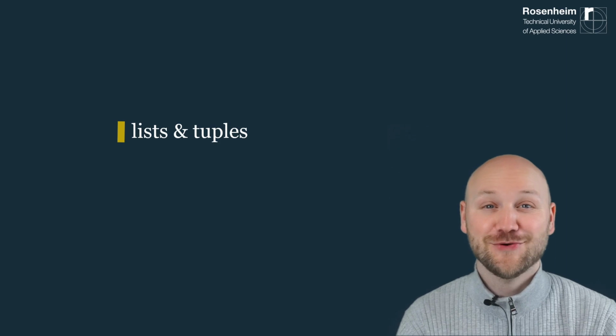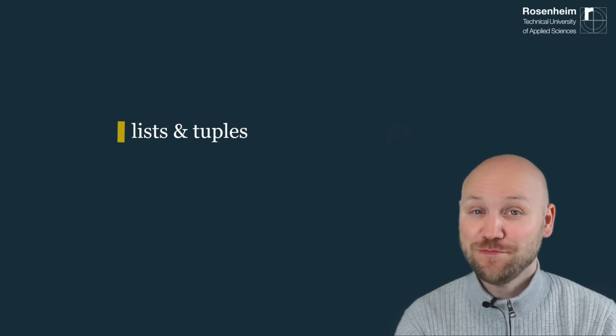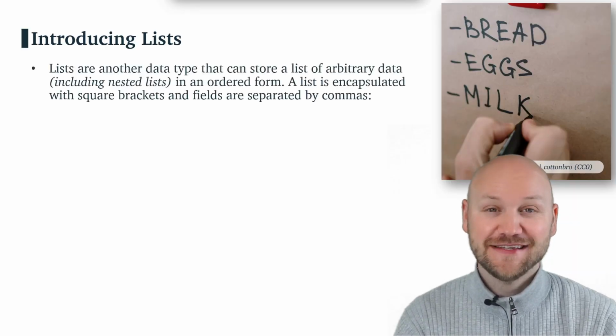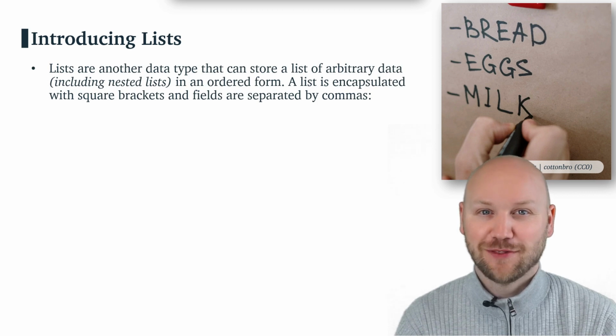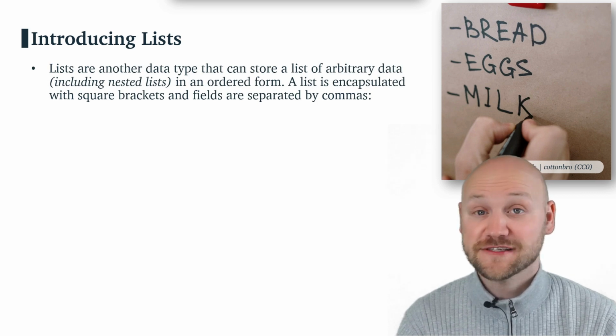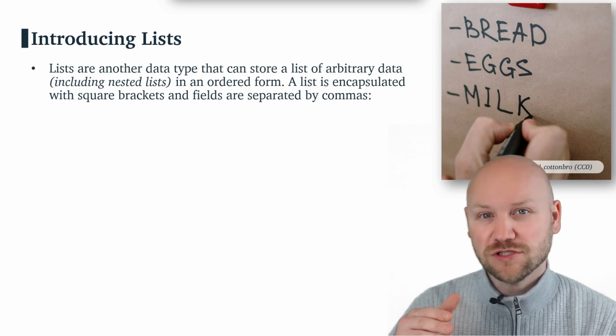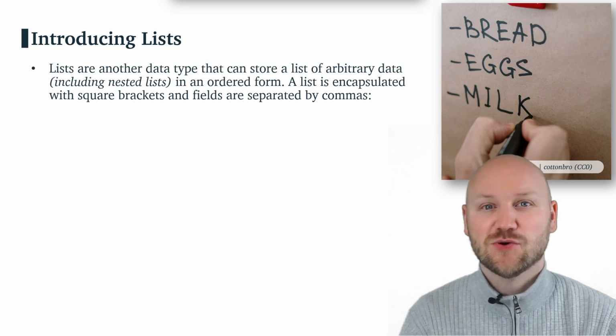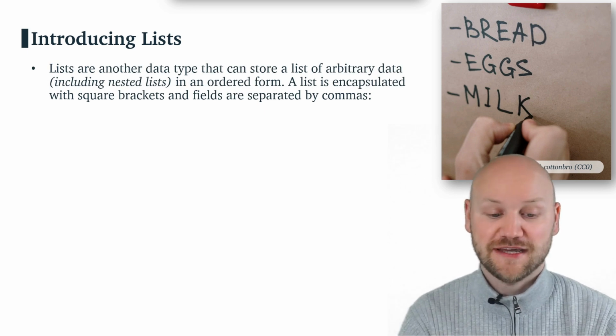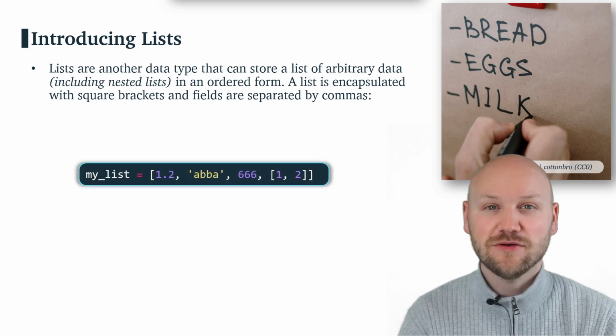Welcome to this video on lists and tuples. So this is another data type that we are learning in the course, and this is the first data type that can hold multiple values. So we also call it a compound data type. And the syntax looks as follows.